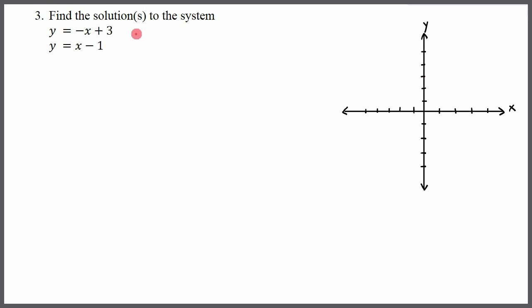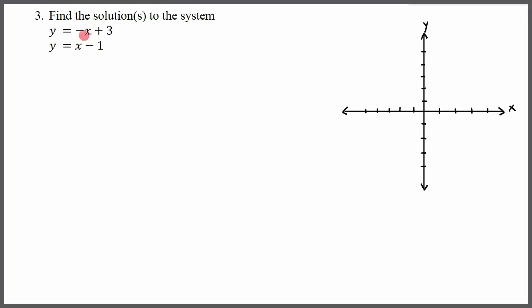Okay, now looking at problem number 3, this wants us to find the solution to the system of equations y equals negative x plus 3 and y equals x minus 1. And if you notice, these equations are already in slope-intercept form, so that'll make it easier for us to graph.